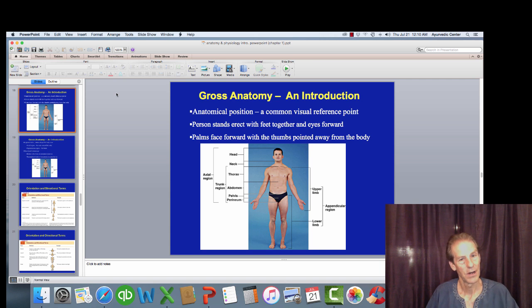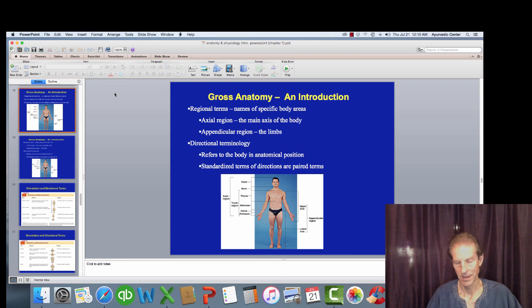The feet are together, the person is erect, the eyes are forward, the palms are facing forward with the thumbs away from the body. And so that's the first term, the anatomical position. In regional terms, the axial region is the main axis or trunk of the body. The appendicular region are the limbs. So you have the upper appendix and the lower appendix.